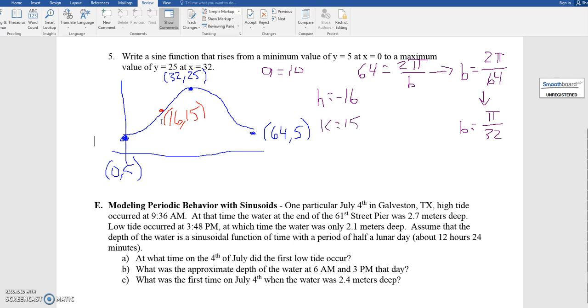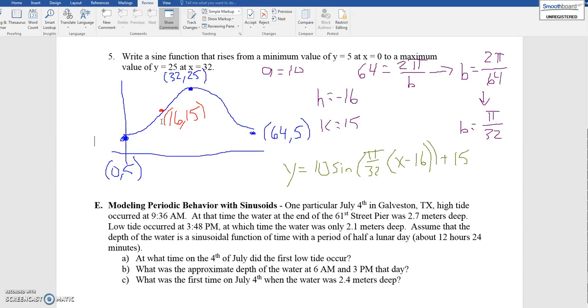So just by looking at the overall graph of the function that's been described, comparing it to the original sine function, now I can go ahead and come up with the function that I actually want, which would be y equals 10 for A, my B value was pi over 32, we'd have x minus 16, and then on the very end plus 15.